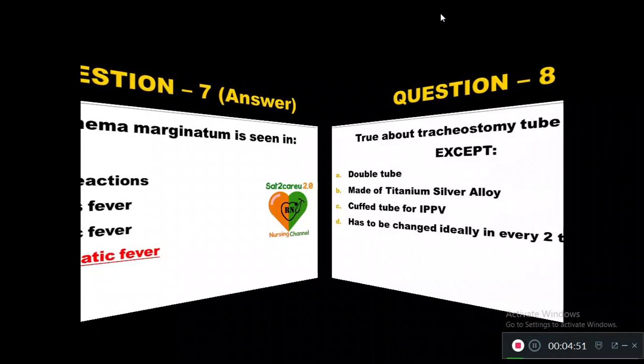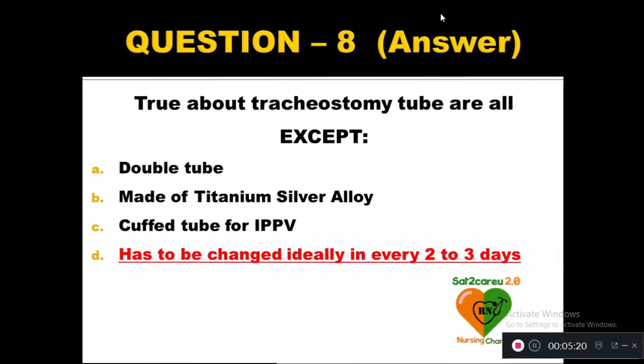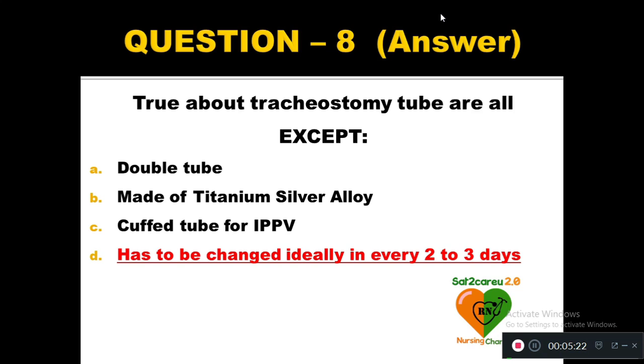Question number 8. True about tracheostomy tube are all except option A, double tube, option B, made of titanium silver alloy, option C, cuffed tube for IPPV, option D, has to be changed ideally in every 2 to 3 days. The right answer is option D. Has to be changed ideally in every 2 to 3 days.